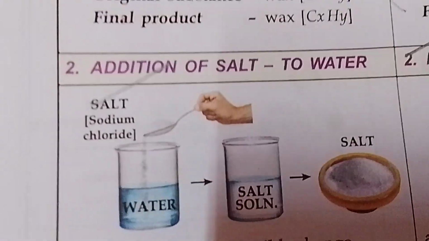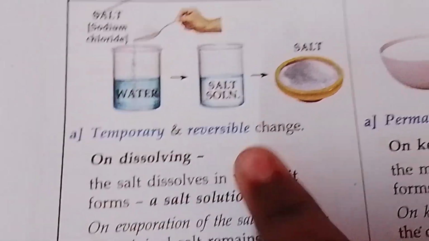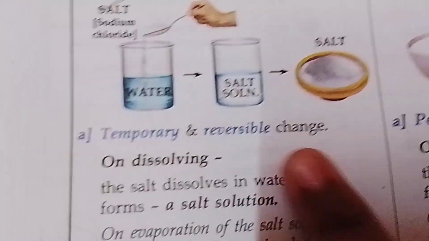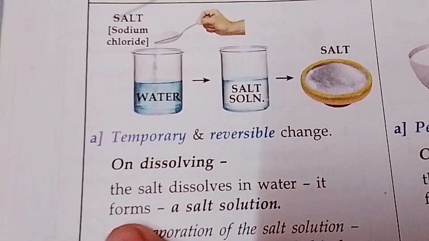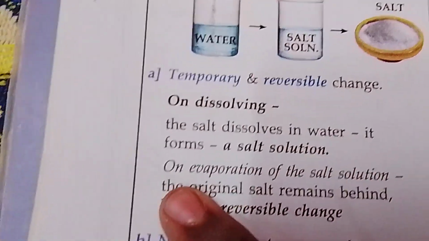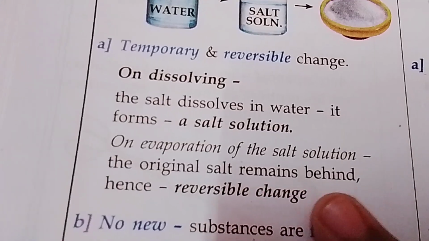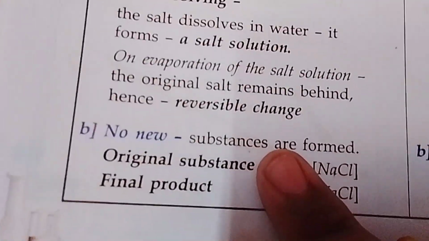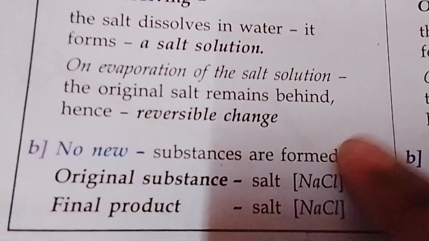Original substance wax, final product wax. Addition of salt to water. Salt, sodium chloride, a temporary change. On dissolving, the salt dissolves in water and forms a salt solution. On evaporation of the salt solution, the original salt remains behind, hence it is a reversible change. No new substances are formed. Original substance salt, final substance salt.